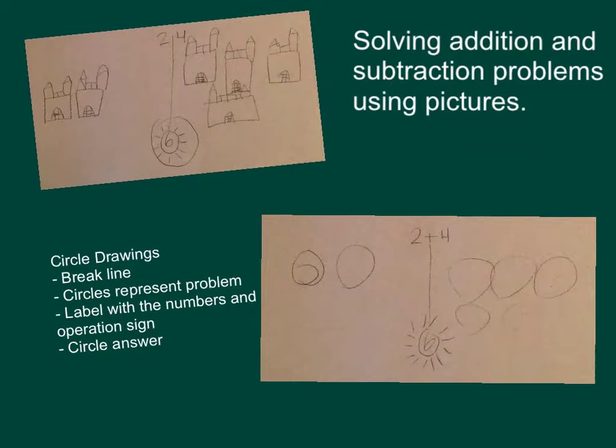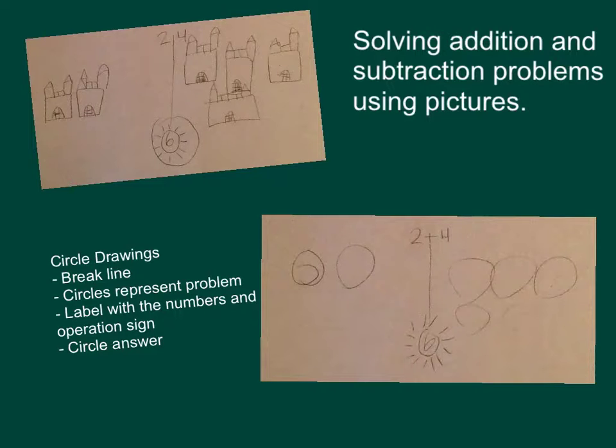So up here in the corner, we first started with just the word problem, and we discussed whether it would be addition or subtraction. So the student had to think about the problem. The king has 2 castles and the queen has 4 castles. How many castles do they have all together? And then they had to decide whether that was addition or subtraction. And then they drew a picture.